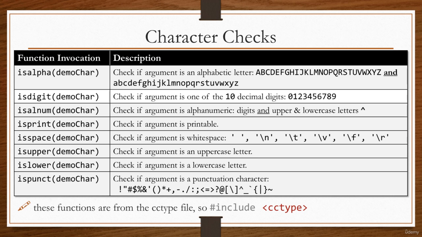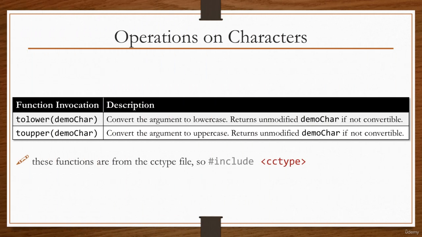Based on these checks, of course, we can do something maybe in a for loop or a function, which brings me to the next slide where we can do some operations on those characters. So we can use toLower and pass in the argument. This is going to return the converted argument, so it's going to convert that to lowercase, or it's going to return the unmodified argument if it is not convertible.